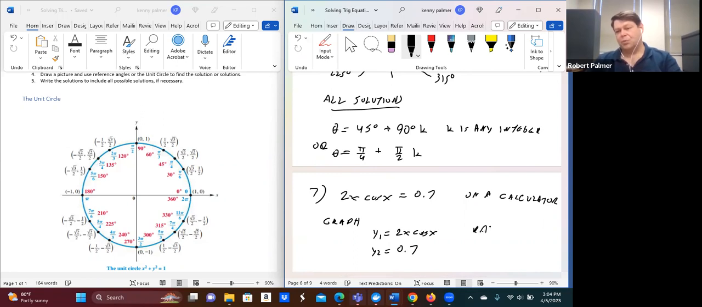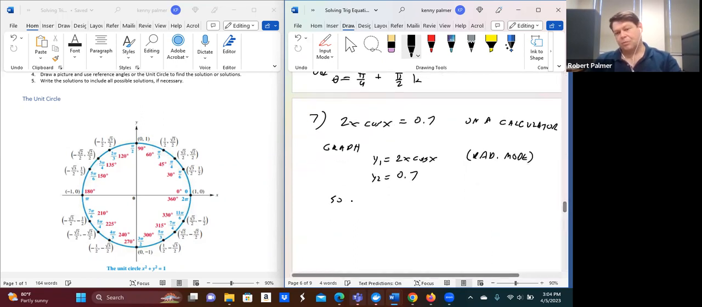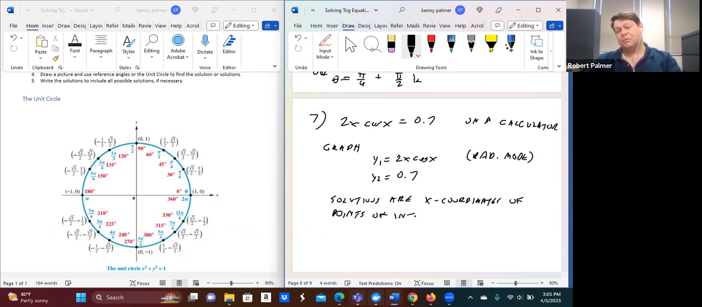And also, we're going to do this in radian mode. Just be careful what mode you're in. Okay. And then the solutions are the x coordinates of the points of intersection. So the places where these two intersect, those are our solutions.